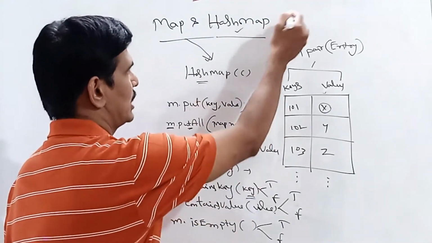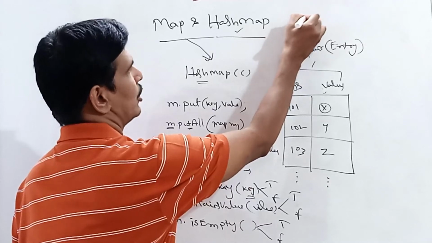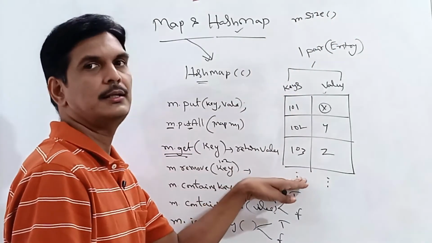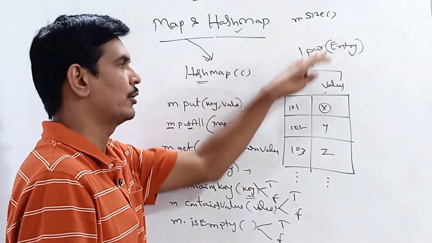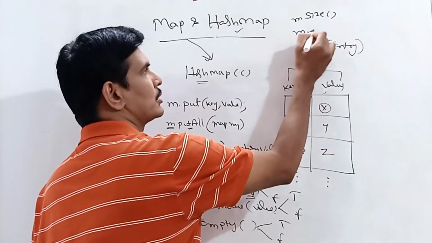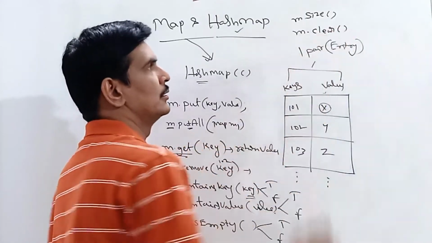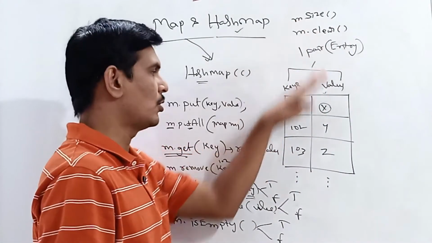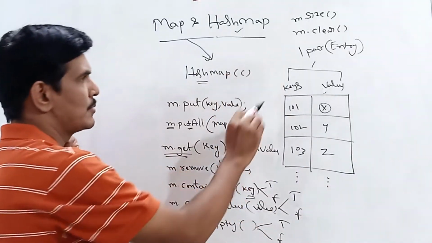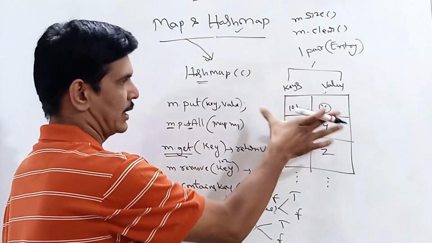And apart from this, we also have one more method called m.size, and this will give you how many entries we have in the collection. Size is a method which will find out how many entries we have in the hash map. And then we have one more method called m.clear. This method will clear all the entries from the hash map. Okay, so these are the common methods which we can use along with the hash map.